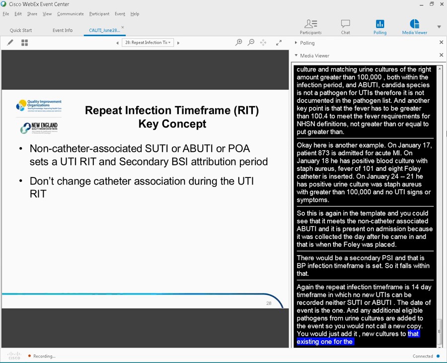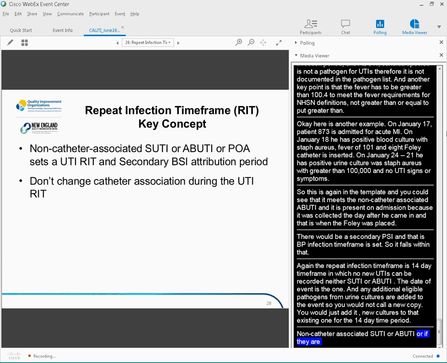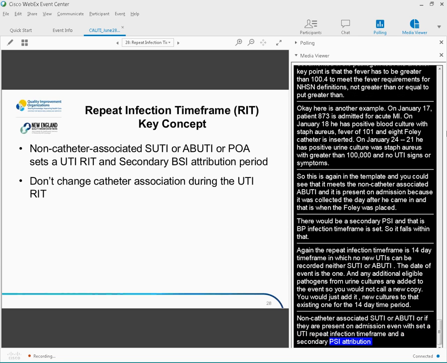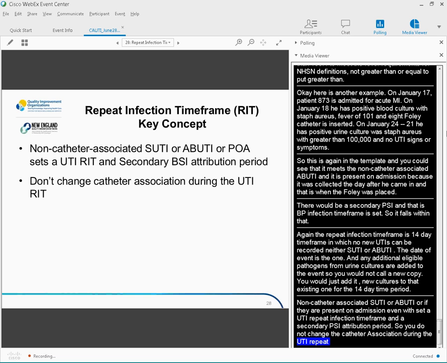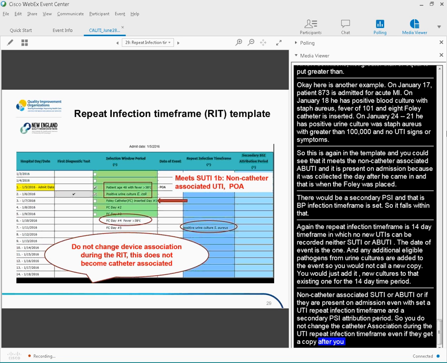Non-catheter-associated SUTIs or ABUTIs, even if they're present on admission, would set a UTI repeat infection time frame and a secondary BSI attribution period. So you do not change the catheter association during the UTI repeat infection time frame, even if they get a CAUTI after you call a present on admission or a non-catheter associated. You cannot upgrade, so that can be a good thing.